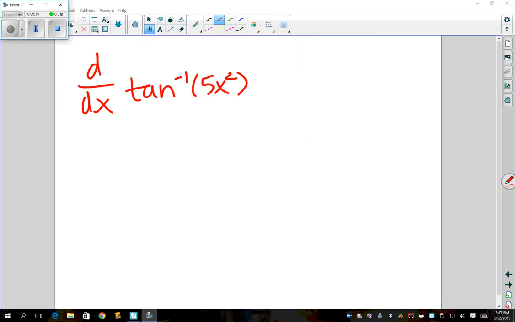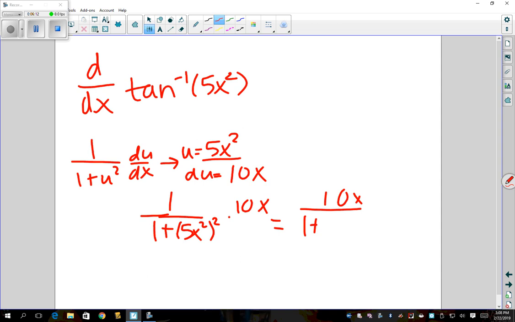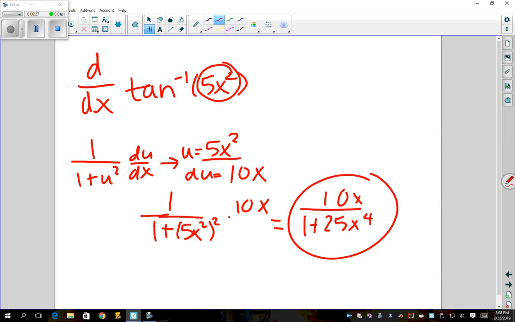So here's our first example, the derivative of the inverse of tan of 5x squared. So I know 1 over 1 plus u squared times du dx, and my u is going to be 5x squared. So all I need to do is plug this in. So 1 over 1 plus 5x squared squared times the derivative of this, our du is 10x. You can simplify this if you want, but we'll get 10x over 1 plus 25x to the 4th. So this is really all it is. We're just plugging in whatever is inside your tan, that's your u, into our formula.